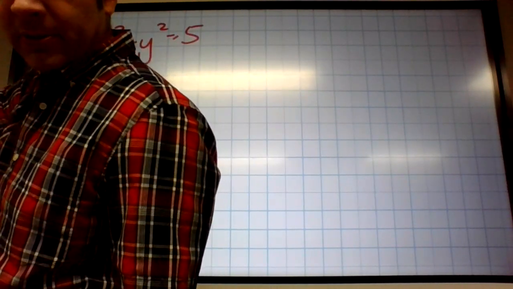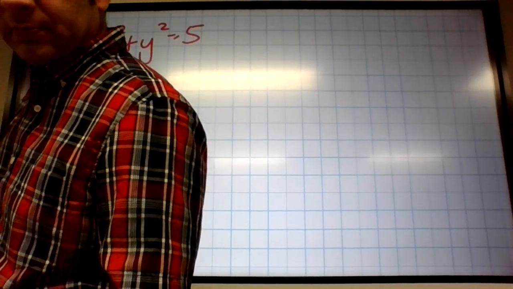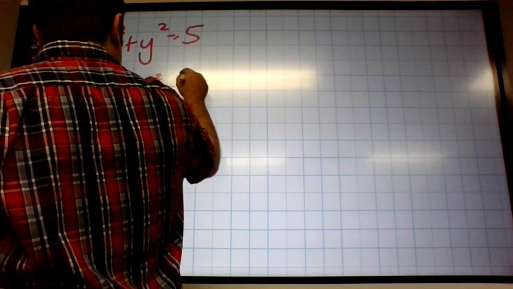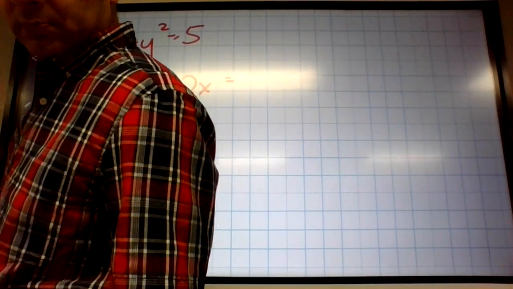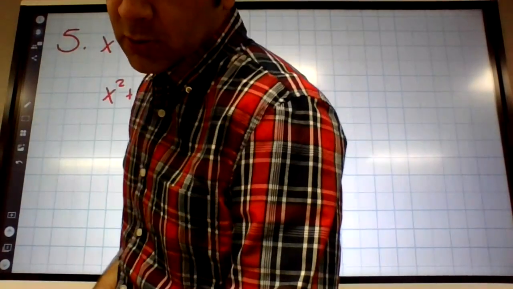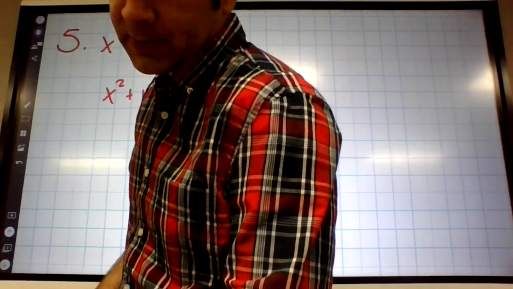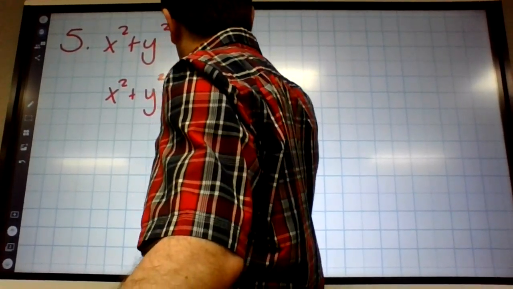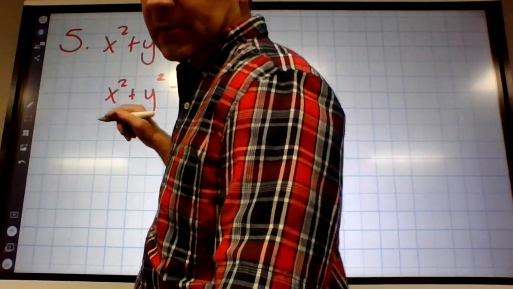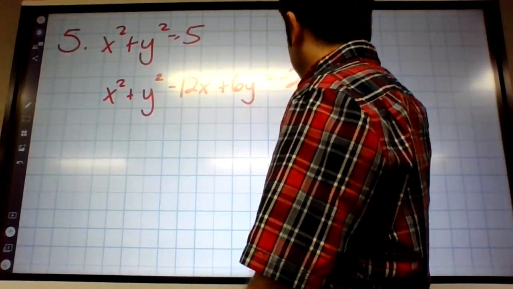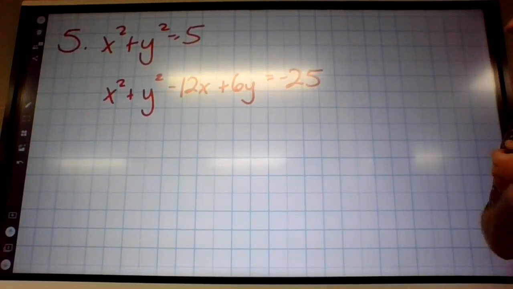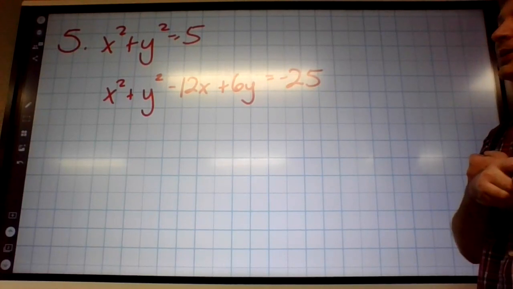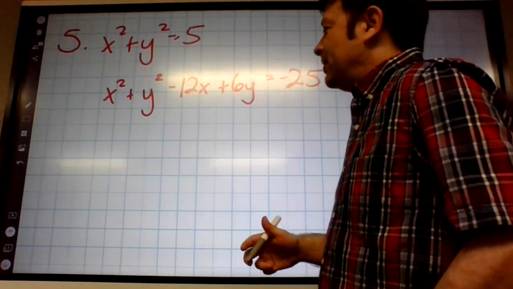Probably should have written that one below. Oh, wrong line. Hold on. X squared plus y squared minus 12. Oh, we gotta grab this. That's what I forgot about that.